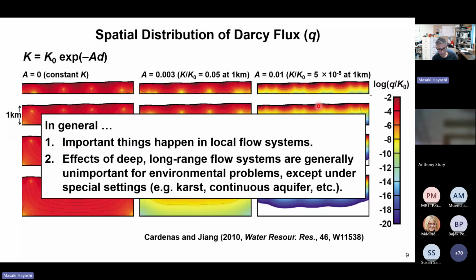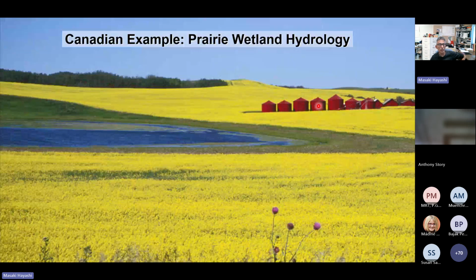So we're talking about things the general population might call the underground rivers. Unless we have those special settings, deep long-range flow systems are not important for environmental problems. So I'll just show you a Canadian example to underscore this point. So this is an example of prairie wetland hydrology. So this is a typical picture of prairie wetland. So prairie is a dry place, but we have lots of wetlands.